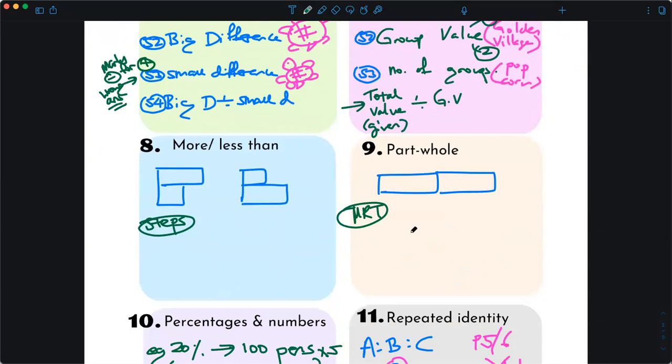For more or less, when you see the words, immediately draw a model, either a step model, long-short, or short-long. Part-whole, then you do as per normal. For part-whole, I call it the MRT train, whereby you have to connect boxes together.